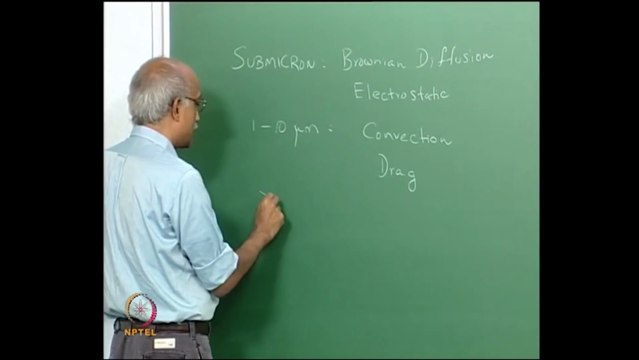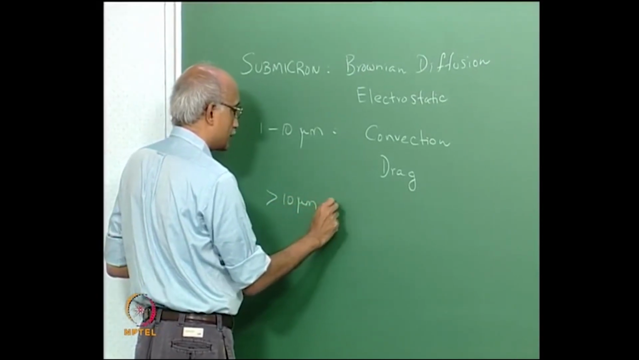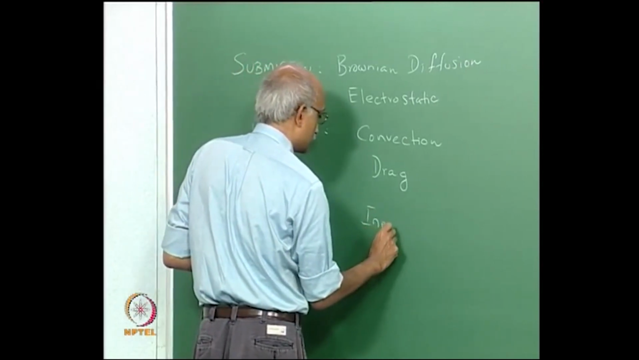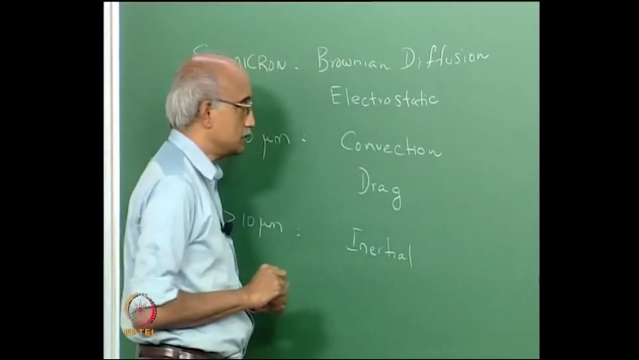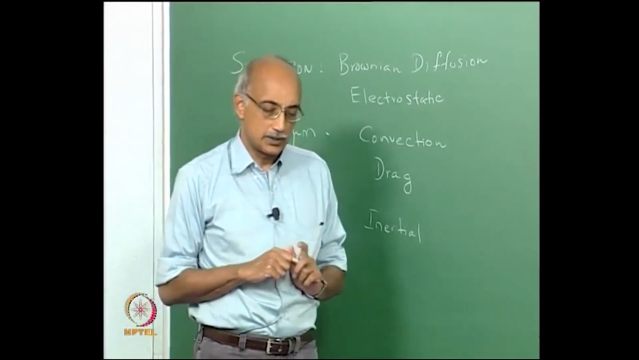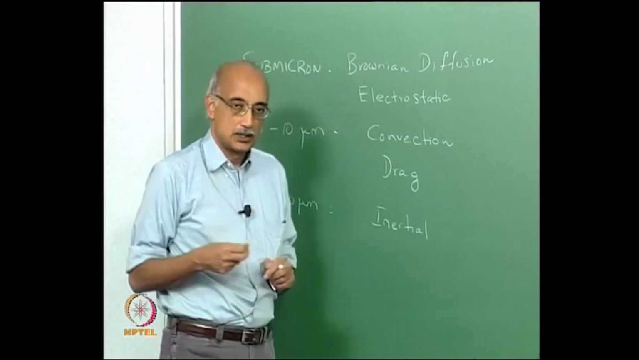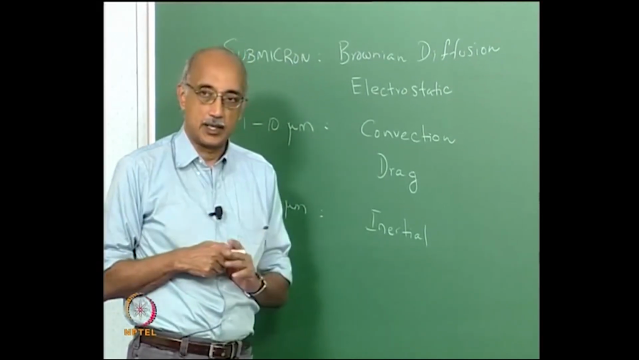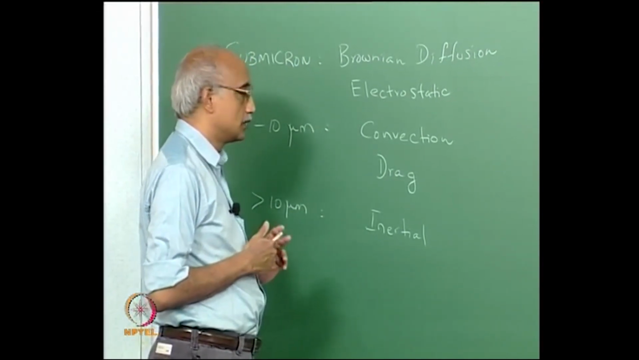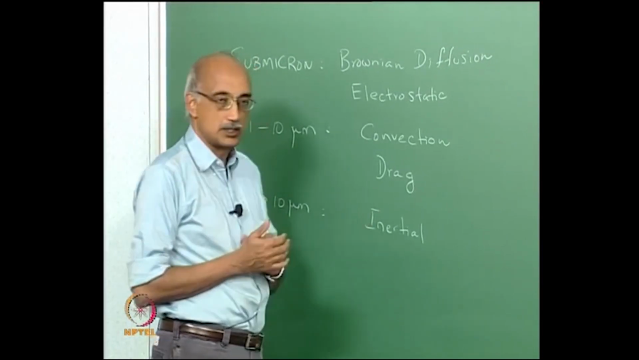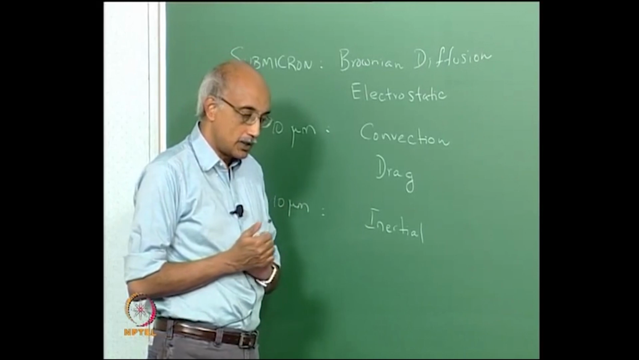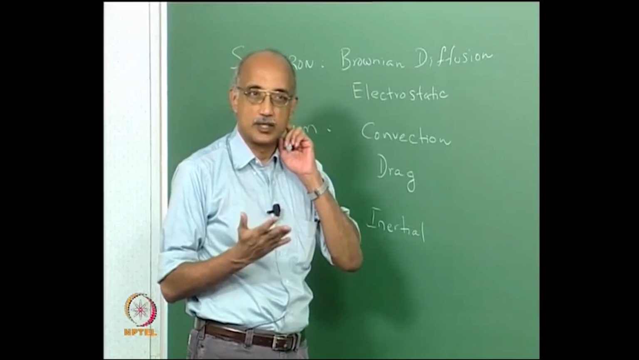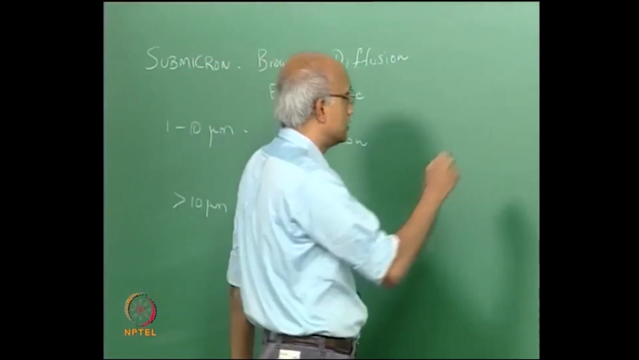Now, as particle sizes start exceeding the 10 micron range, inertial effects begin to dominate. So very simply put, the transition in terms of the dominant transport mode evolves in this fashion from diffusion and electrostatic to convection and drag to inertial effects. So, in order to understand how particles move, we really have to take each of these and look at them in a little more detail. So, we will start with diffusion.